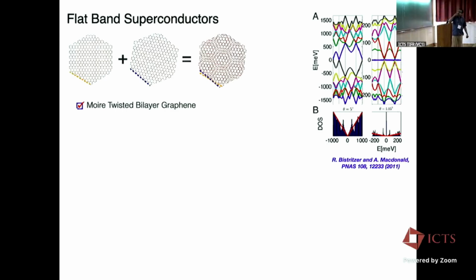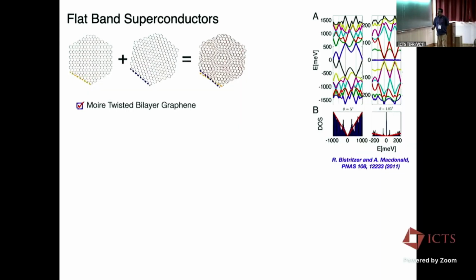Also, these patterns are very sensitive to the twist angle, so that gives you a way to access and change properties of these materials by twisting them by different angles. The most celebrated one is the Moiré twisted bilayer graphene, where you take basically one layer of graphene, another layer of graphene, and put them on top of each other.